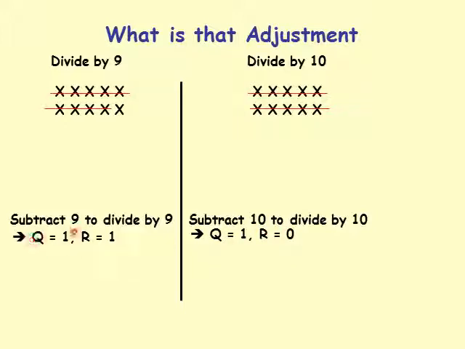Let's compare. We got quotient 1 and quotient 1. Remainder 1, remainder 0. That means when I divide by 9, I get remainder 1. When I divide by 10 here, I get remainder 0. So if I have to use divide by 10 to achieve divide by 9, I have to add 1 to the remainder. Where to get that 1 from? That 1 comes from here, the deficiency of 9 from 10.